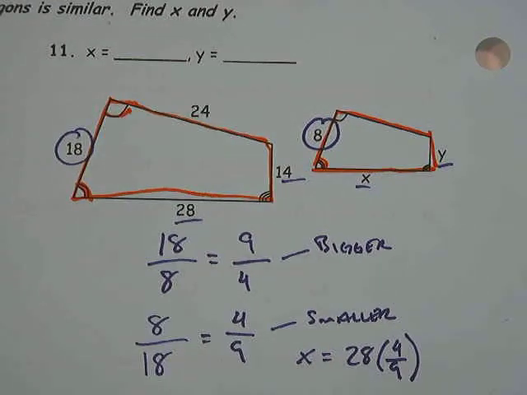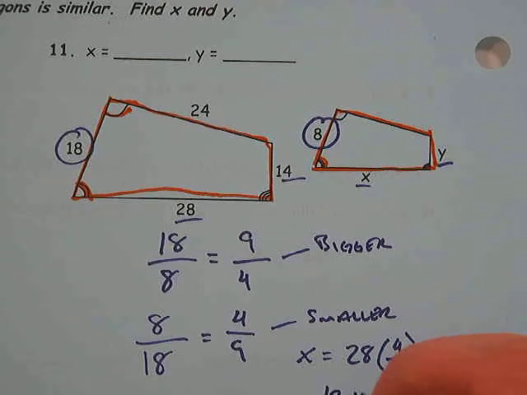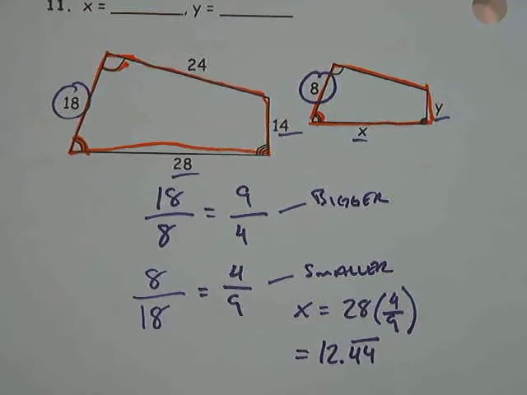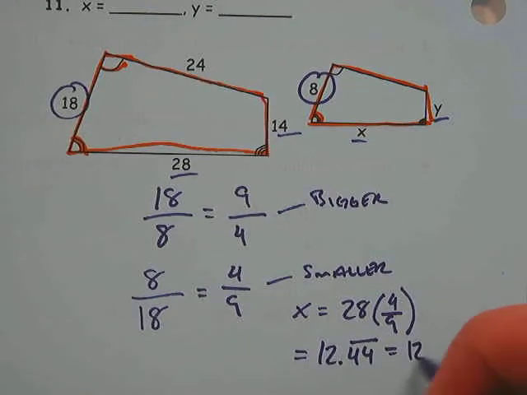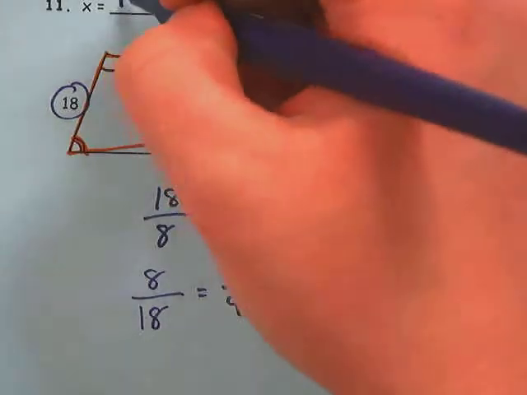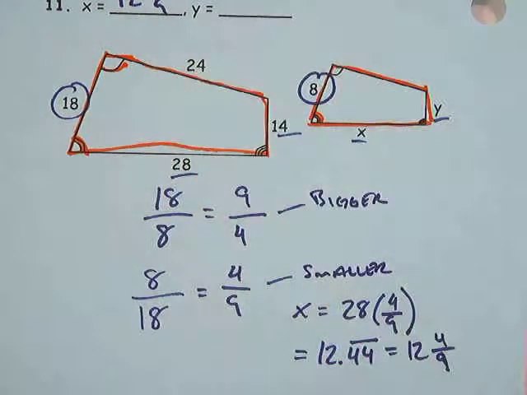Alright, so we can do this with a calculator, we can do it without a calculator, but 28 times 4 over 9 is going to be 12 and 4/9. If you did this just with a calculator by itself, you'd get 12.4 repeating. But that's the same thing as 12 and 4/9. So x is 12 and 4/9.